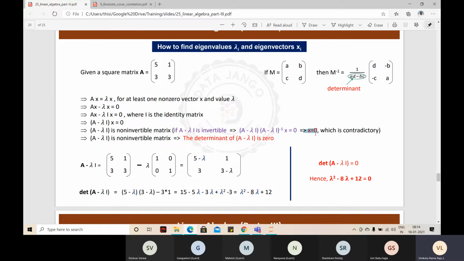Then it is saying x is equal to 0. If there is an inverse for this matrix, then it is saying x is equal to 0. But x, we said, is a non-zero vector, right? And when you actually have an inverse for this matrix, you are getting 0. That means A minus lambda I should not be invertible. If you have to find a non-zero eigenvalue and eigenvector, A minus lambda I should not be invertible. Did you get that point?